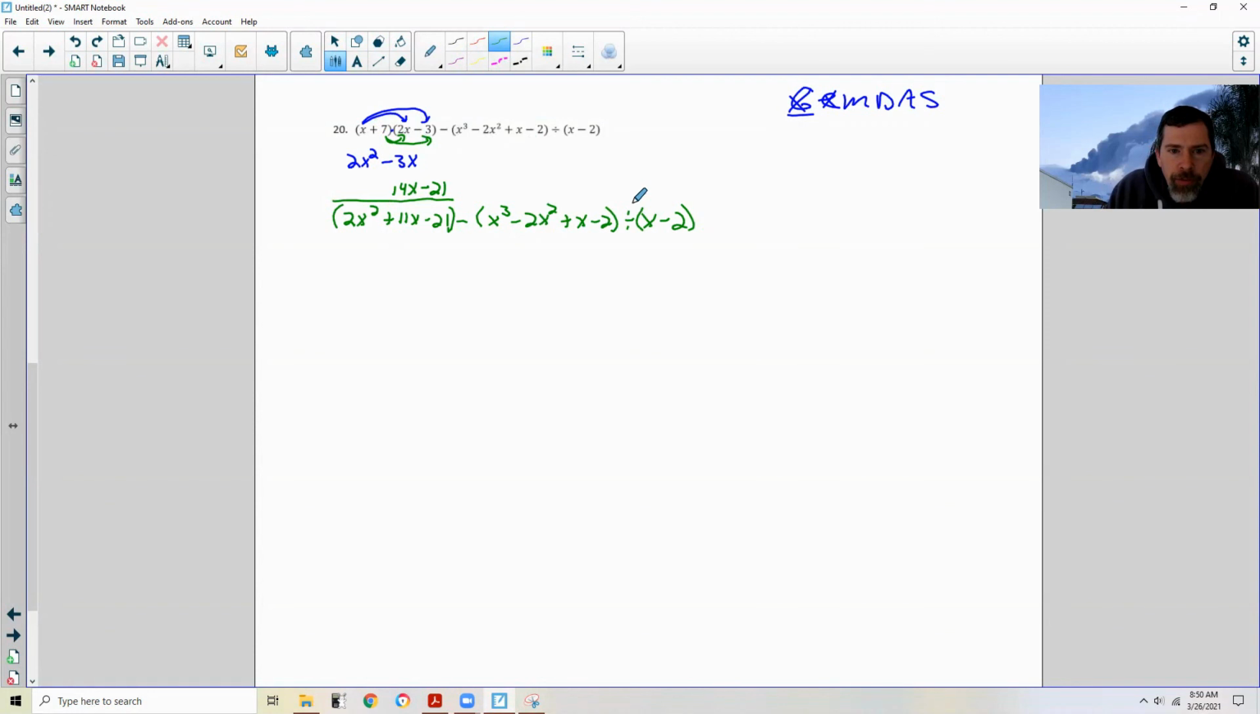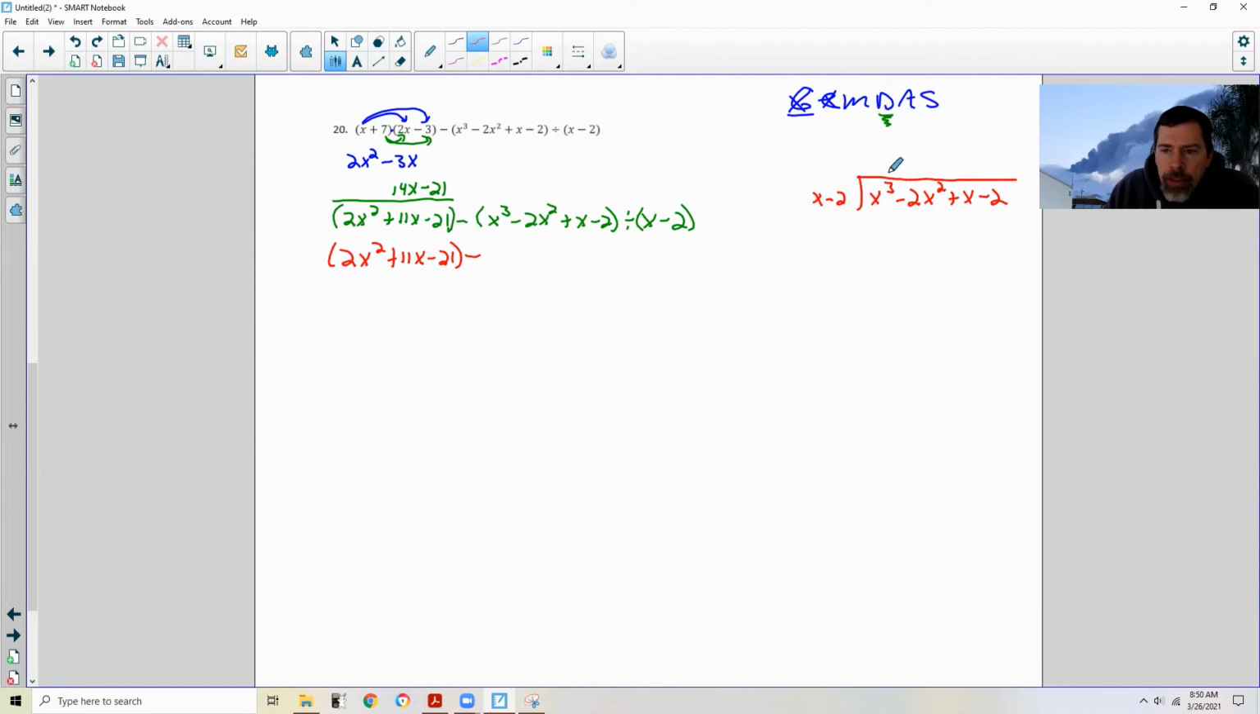Okay, first step, do one thing at a time. We just did the multiplication. Now what do we have? We have subtraction, we have division. Okay, what comes first? Division. So I'm going to ignore this right now. 2x squared plus 11x minus 21 minus, and then I'm going to work this over on the side here. X minus 2, x cubed minus 2x squared plus x minus 2.